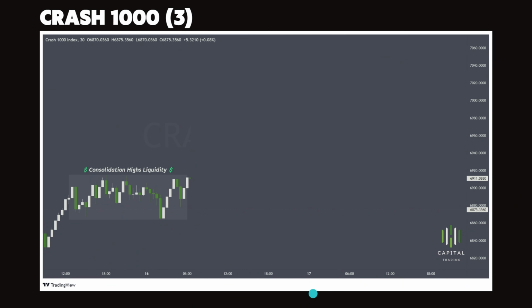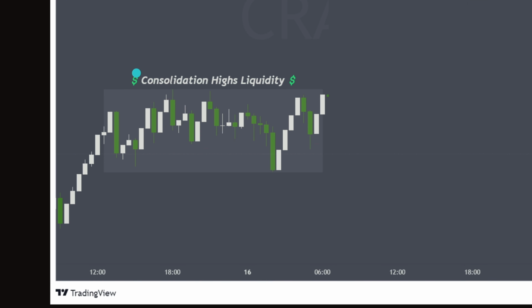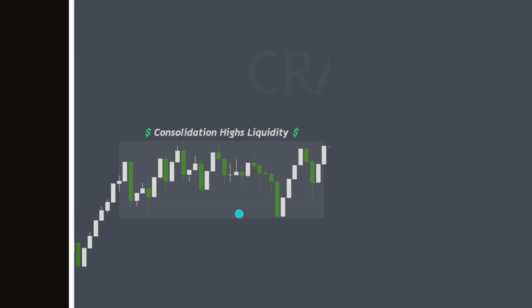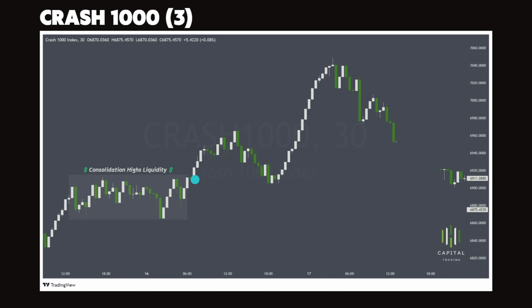So the third example, we had price consolidating here. We had this old high and then we had this old low. So price was ranging between these consolidation points. Then eventually price broke this old high and spiked to the upside. So that's how you look at consolidation highs liquidity on crash instruments. Now let's jump into Boom.